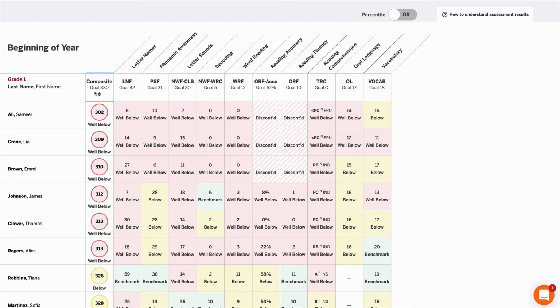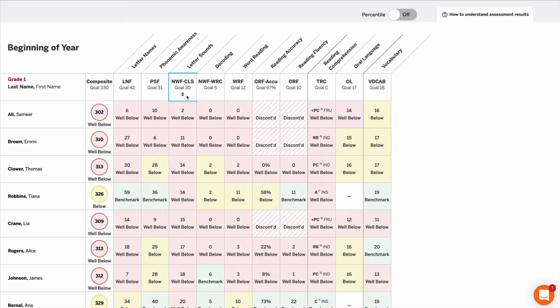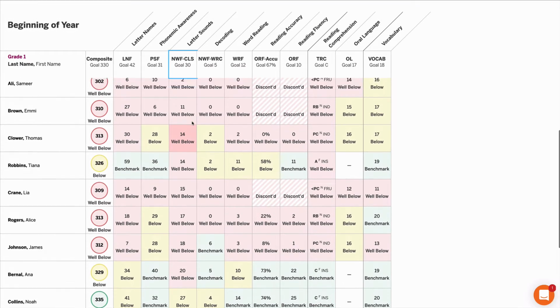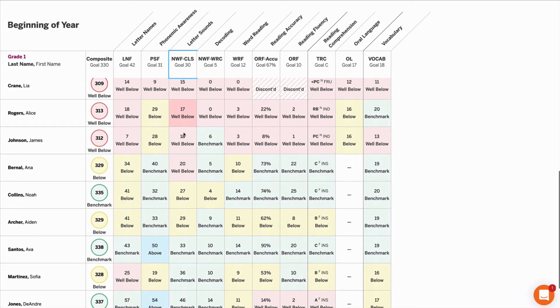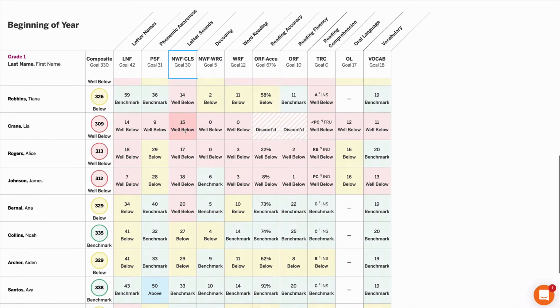But in order to know what is the nature of the instruction to work at, you'd want to look at the individual skill measures. So again, we flagged letter sounds as being a potential area. When we sort it, we quickly can see which were the students in need of most support and how they were doing on the precursor skills, because everything is from left to right. And as we scroll down again, we see how all of our class is doing in letter sounds.